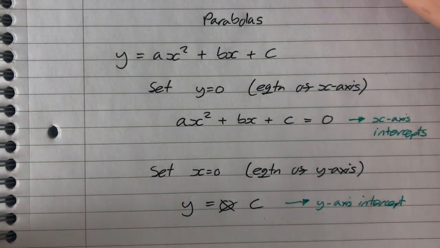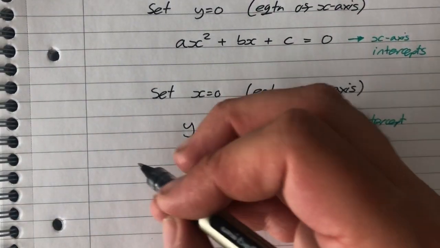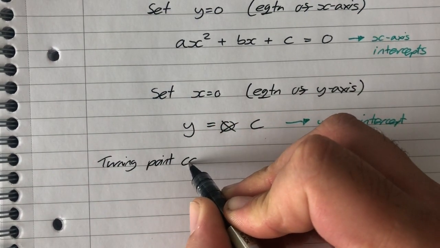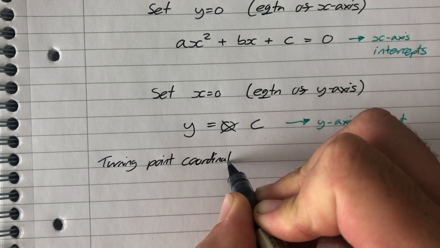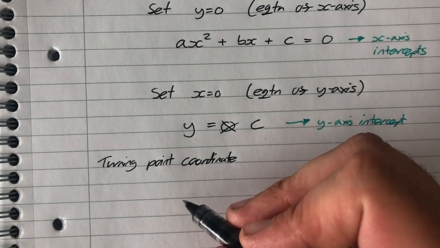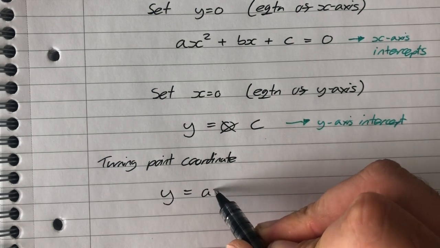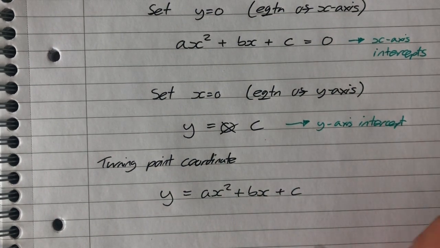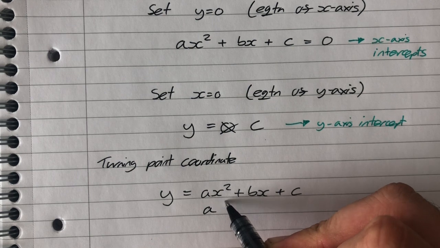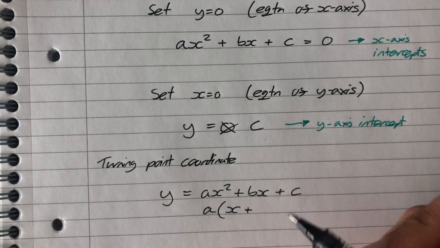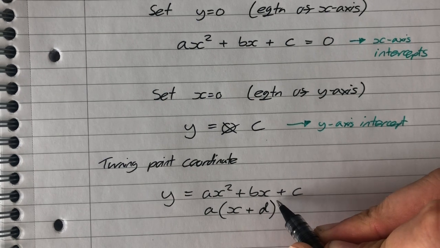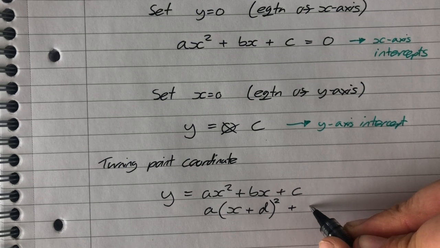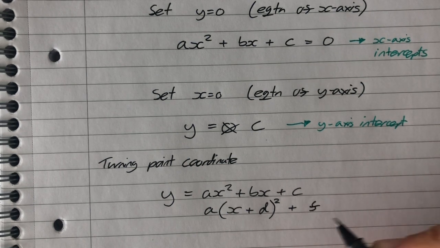And the other thing that we can glean from this is the turning point coordinate. To find the coordinate of the turning point, we take y equals ax squared plus bx plus c, and we write it in completed square form, which looks like a into x plus some other number, which you can work out in terms of a, b, and c, that's squared, and then plus some other number, which I'm going to call f. d and f are just numbers.